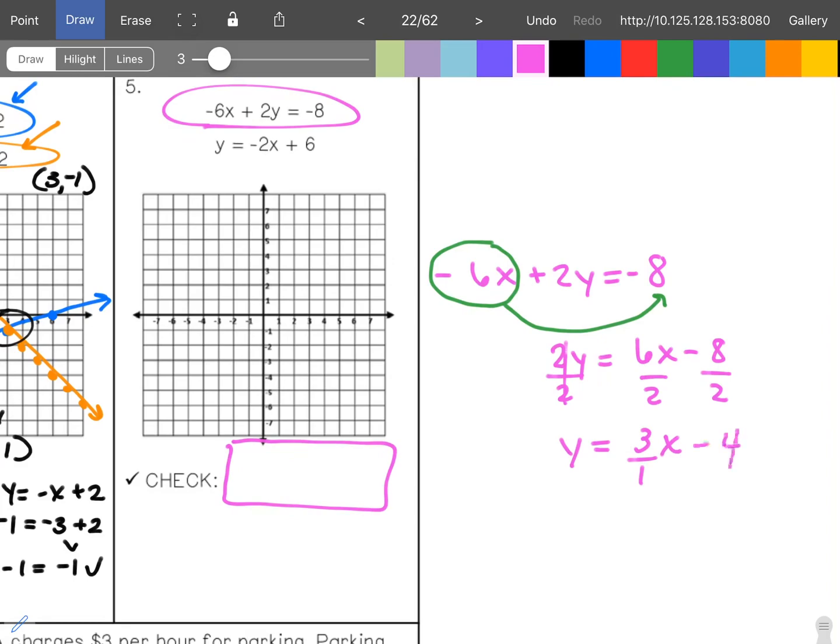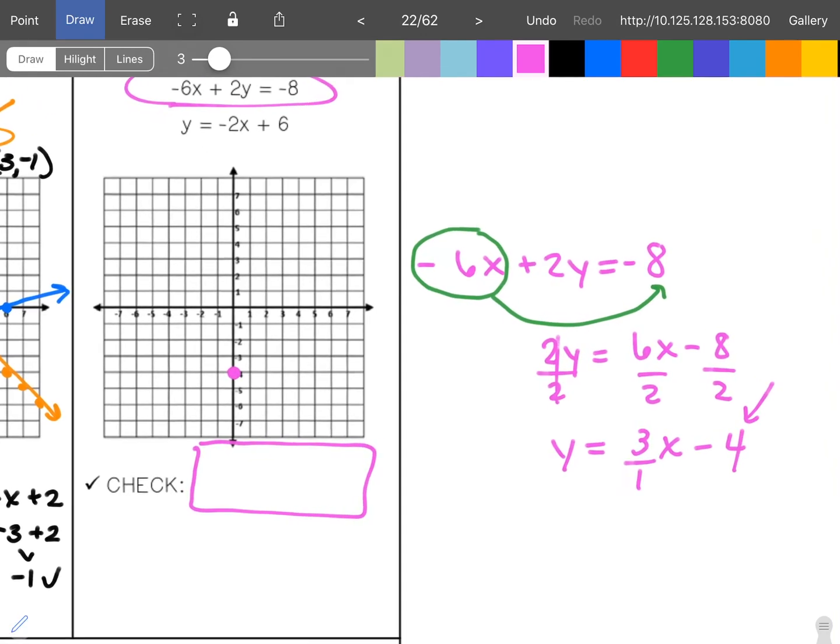So now we can graph. We start at our y-intercept, which is -4. And then the slope is positive 3/1. So we're going to go up 3/1, up 3/1, up 3/1, up 3/1. We could do the opposite if we need to get another point down here. We could go back to where we started and go down 3 and left 1 in order to get another point.